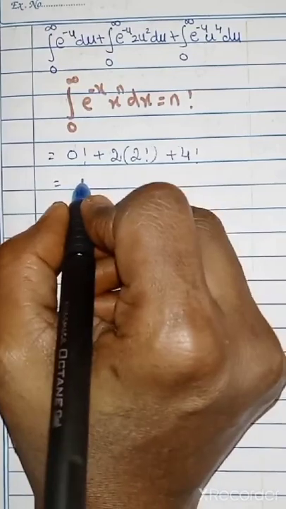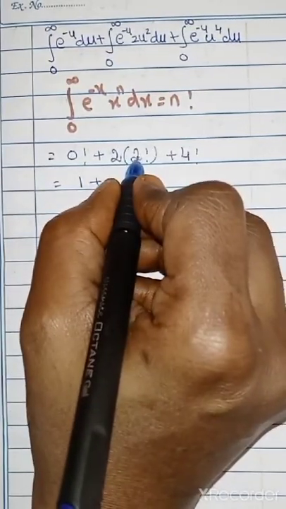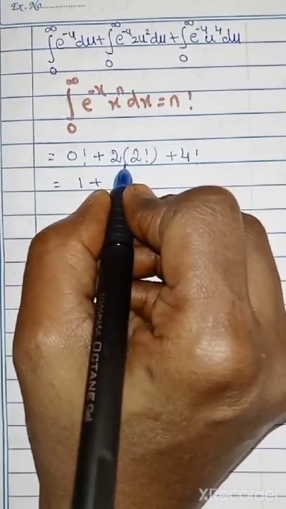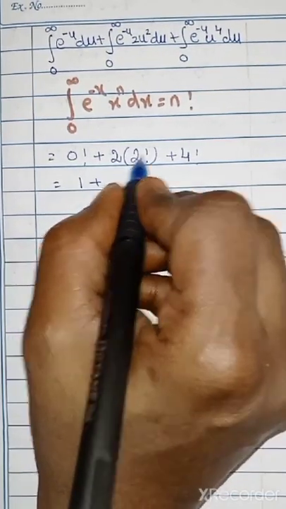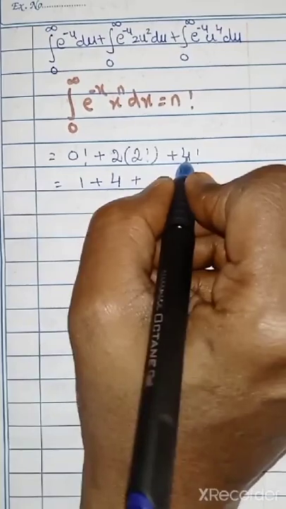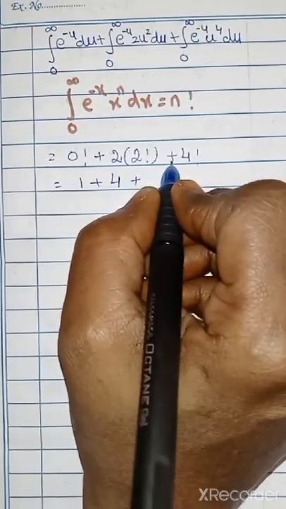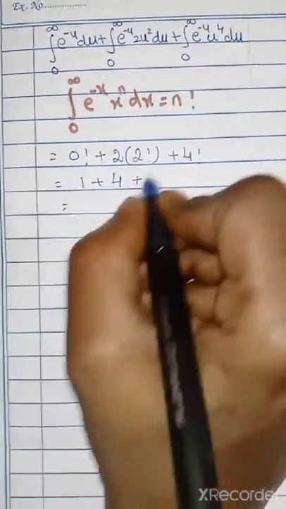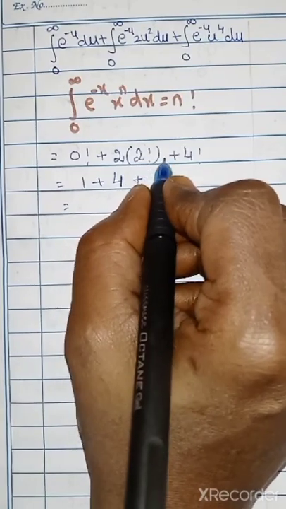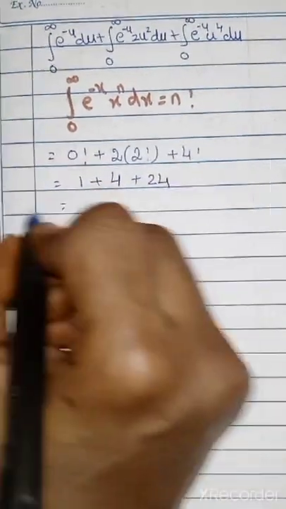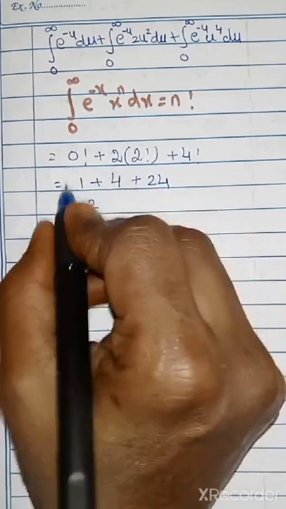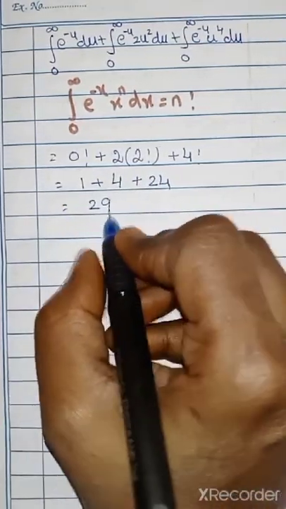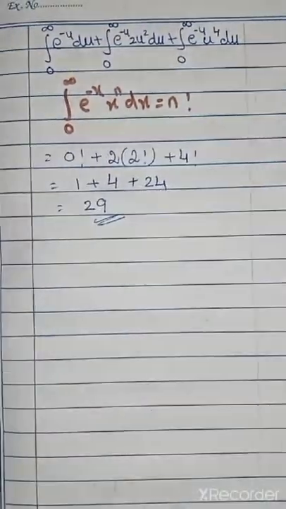So 0 factorial is 1. 2 factorial is 2, 2 twos are 4. Now 4 factorial: 4 threes are 12, 12 twos are 24. So 1 plus 4 plus 24, that is 29. 29 is your final answer.